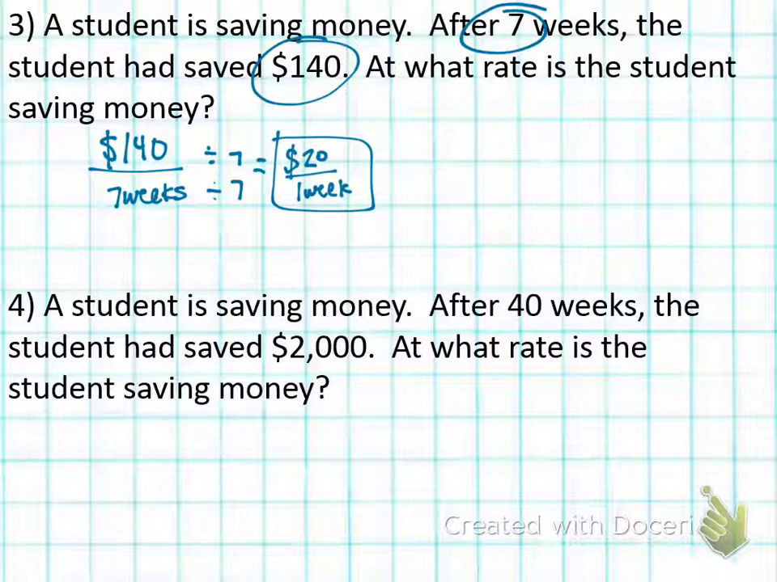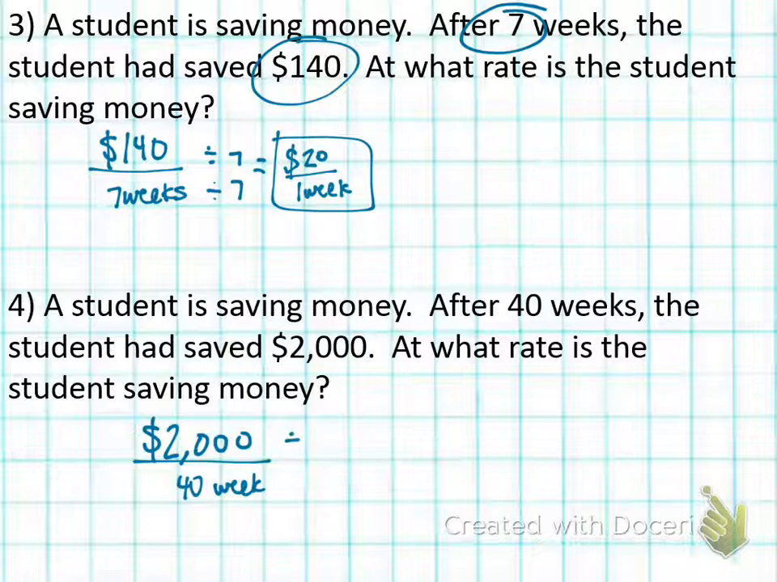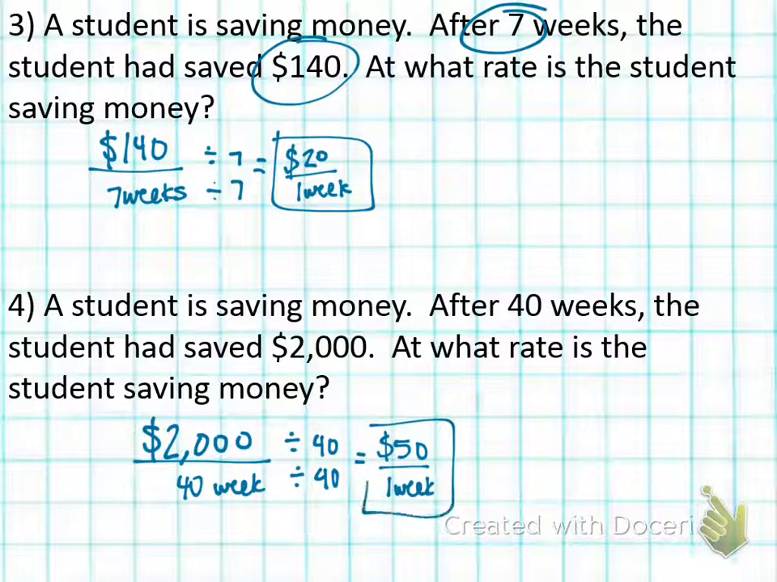So on this particular one, our answer is $50 a week. The first thing you do is start with $2,000 on the top and 40 weeks on the bottom, and you divide numerator and denominator by 40. 2,000 divided by 40 is $50. 40 divided by 40 is 1 week. So this person is saving $50 a week. Maybe they have a job, and they're saving up.